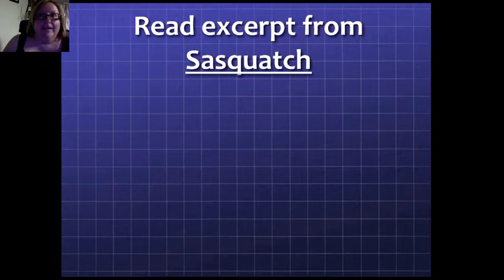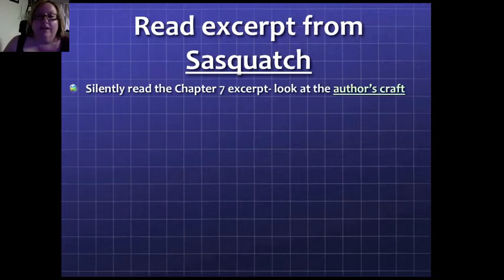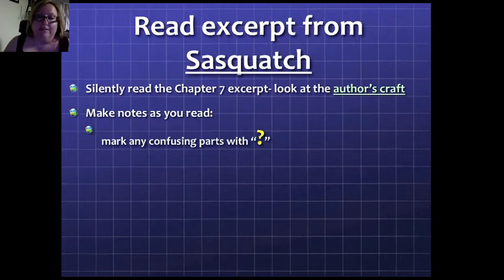All right, now that you've given a rough glance at these, I want you to read the excerpt from Sasquatch. You're going to read silently. The Chapter 7 excerpt is just a couple of pages, and you're going to look at the author's craft. I want you to specifically look at the things that you feel the author did well. Make notes as you read. If there's any part that you find confusing, put a question mark next to it. If there's any part that you really liked or found interesting, you're going to put an exclamation point.